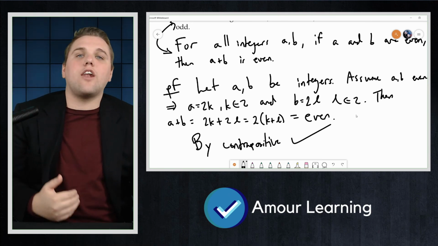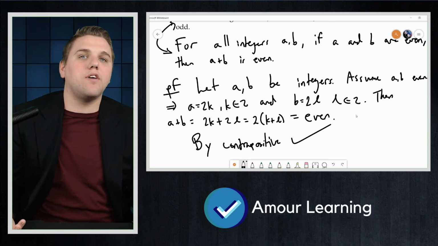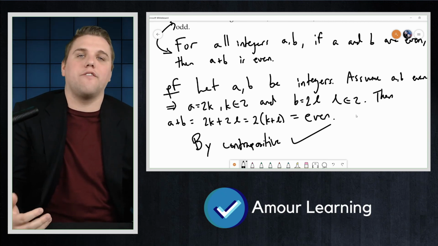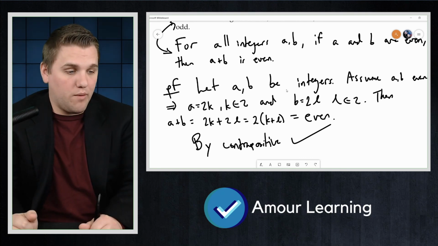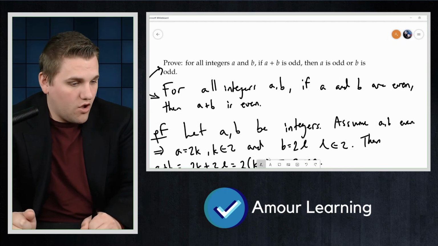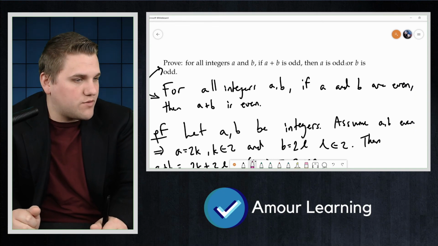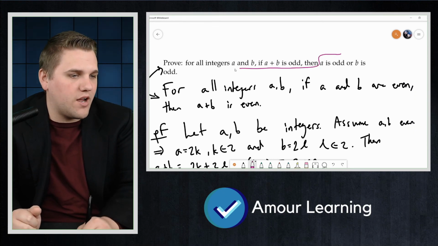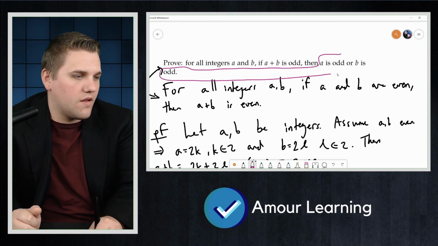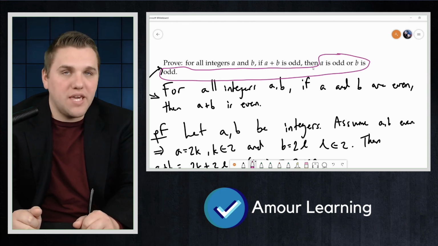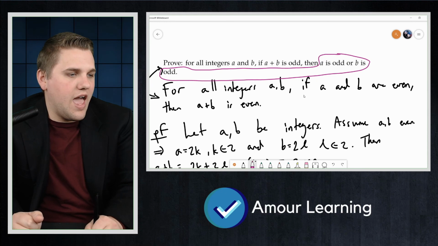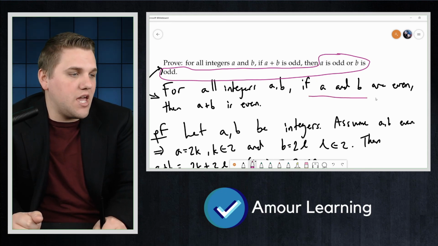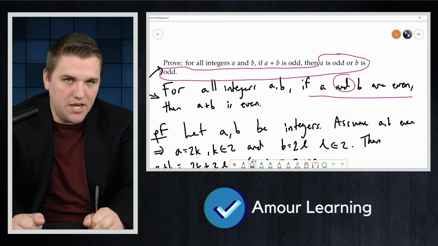Okay, so note that our assumption that a and b are even is really the negation of a or b is odd. And that's actually a really important point. Let me show you real quick what I did here. So you might have objected that the opposite of this statement right here, a is odd or b is odd, the opposite we said was that a and b are even.